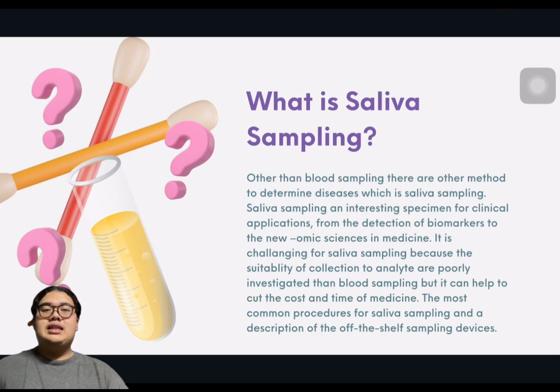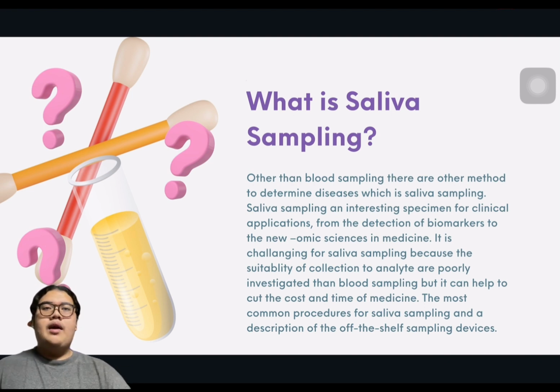So let's talk about what saliva sampling is. Other than blood sampling, there are other methods to determine diseases, such as saliva sampling. Saliva sampling is an interesting specimen for clinical application, from the detection of biomarkers to the new omic sciences in medicine. It is challenging because the suitability of collection and analysis is poorly investigated compared to blood sampling. But it can also help cut the cost and time of medicine.